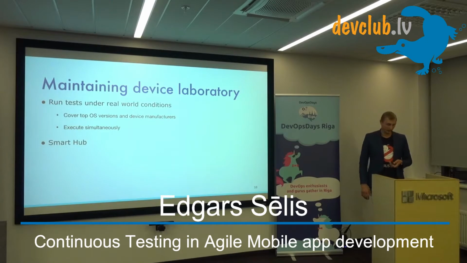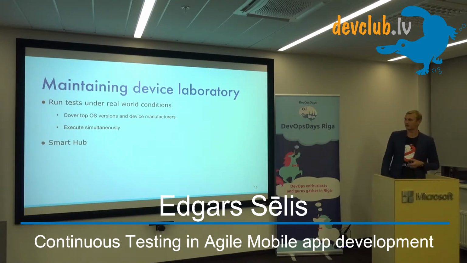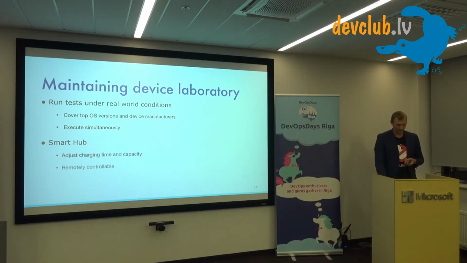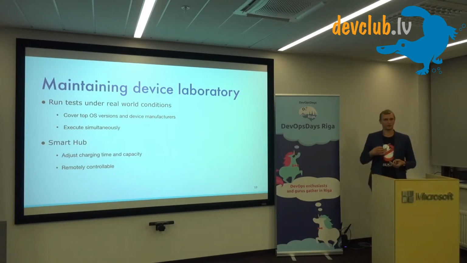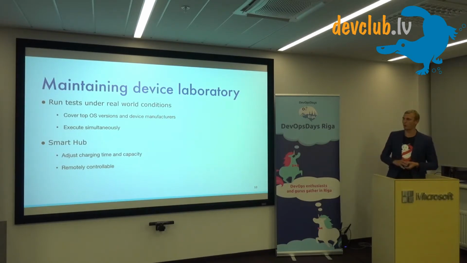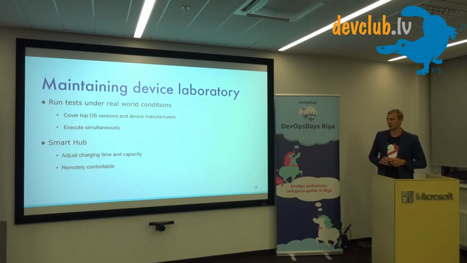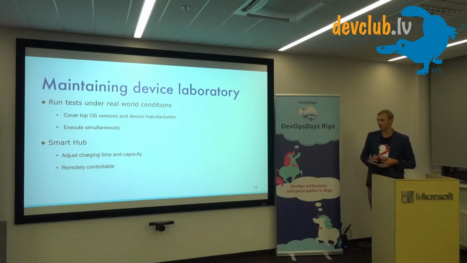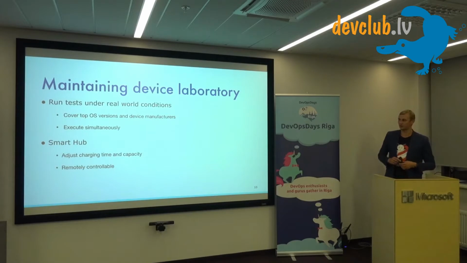And using Smart Hubs is a great thing. It is possible to buy Smart Hubs, which means that you can remotely control your devices by adjusting charging time. You can set how many amperes you want to charge your devices with, and using Smart Hubs, you can extend the lifetime of your devices' batteries, because that's the biggest pain for physical device laboratories, that the battery lifetime is very short, and using Smart Hubs is a good approach.